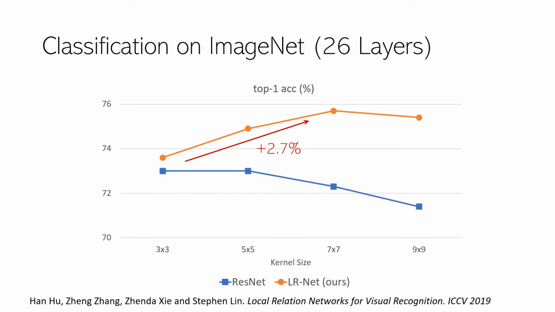Note that ResNet gets the best accuracy at the kernel of 3x3. Please see the blue curve. And the self-attention network gets the best accuracy at the kernel of 7x7. Please see the orange curve. This result means self-attention can harness larger neighborhoods than convolution layers.